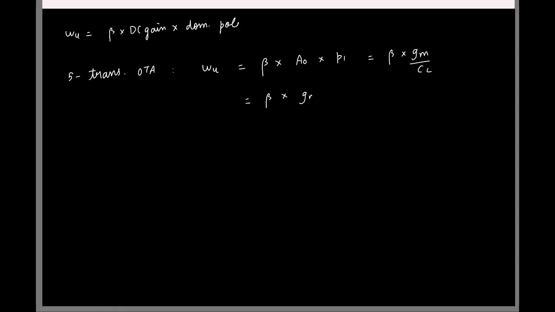It is GM of the NMOS by some output conductance, which is basically the output resistance is R0 of the NMOS parallel to the R0 of the PMOS. And the dominant pole was the same output conductance by the output capacitance you have. So this was basically beta times GM of the NMOS by CL, right?